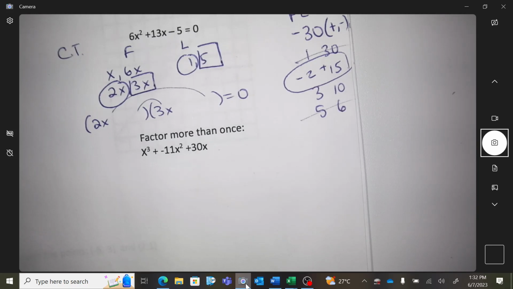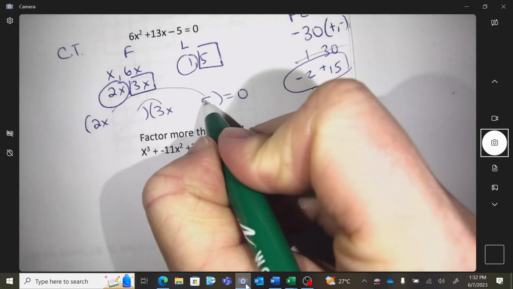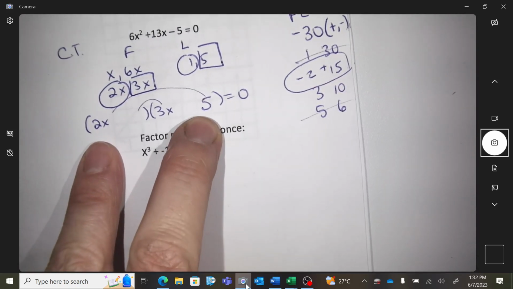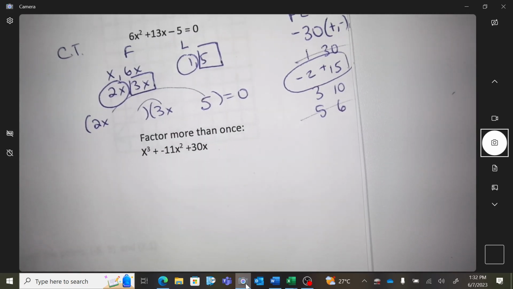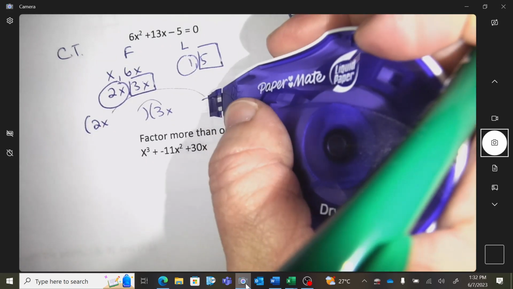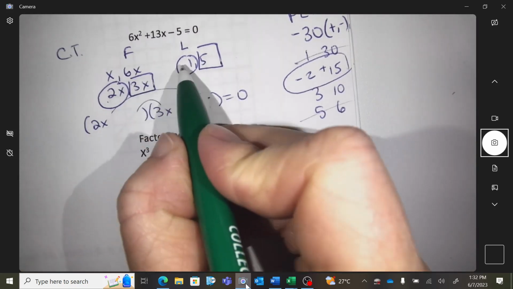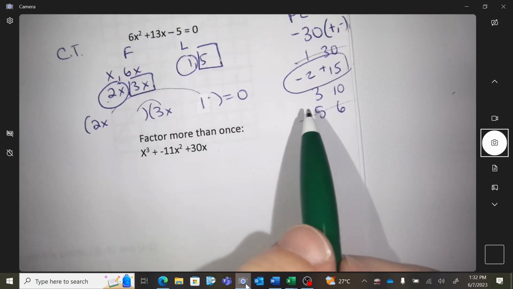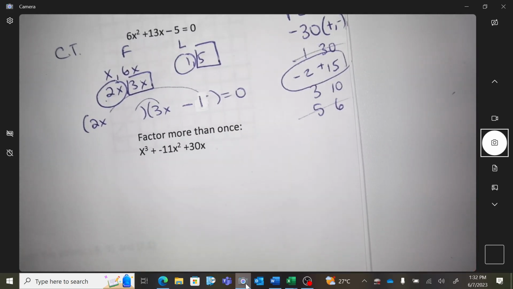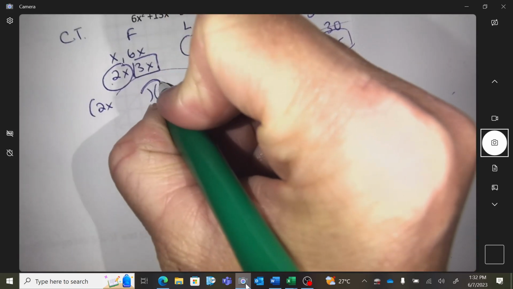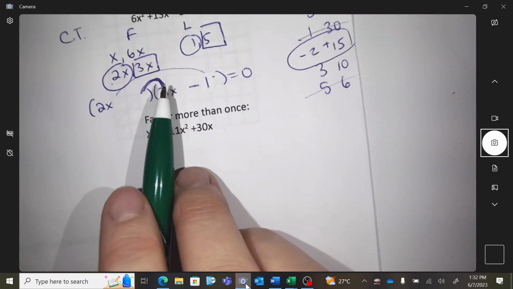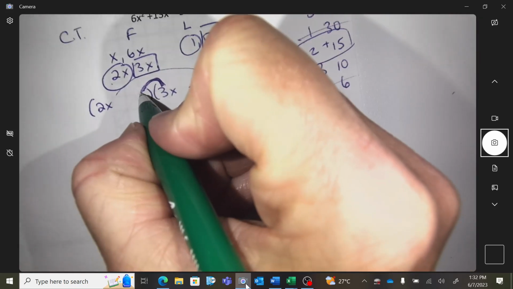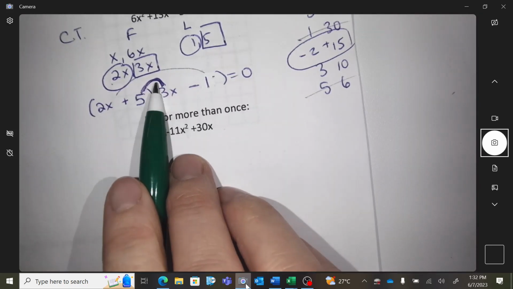Okay, so on the outside, let's do the 2x with a 5. So that's creating a 10x. Whoa. No, just kidding. I don't want that. Undo. I don't want 10x. I want 2x with a 1. And boom, negative. Then on the inside, we're going to hook the 3x with a 5, plus 15x.